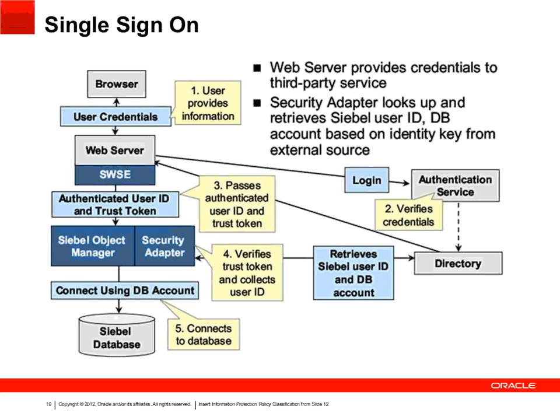The application object manager will in turn invoke the security adapter. Here, the security adapter will verify the credentials and get the shared database account. Now, once the application object manager gets confirmation from the security adapter and verifies the trust token, which is shown in step 4, it will allow the user to log on. Here, the trust token is passed in the form of an HTTP header.